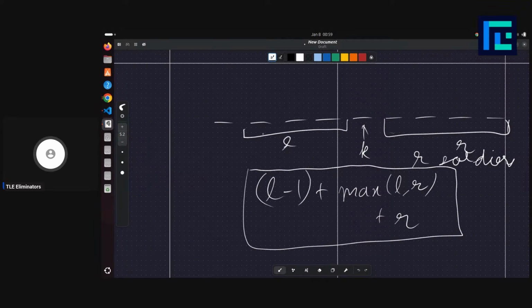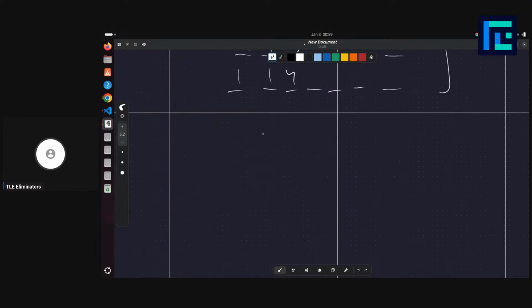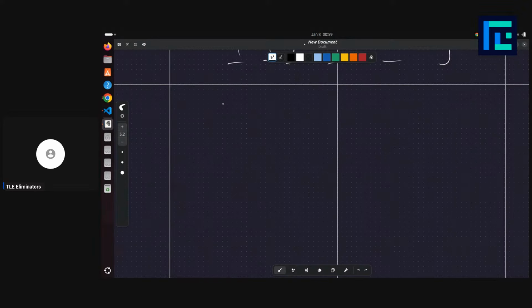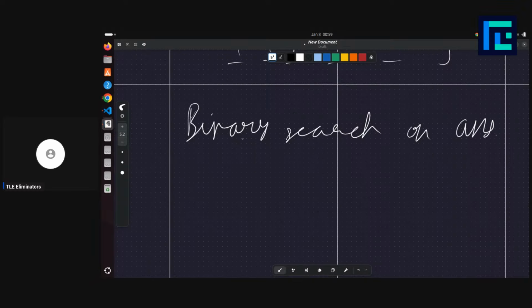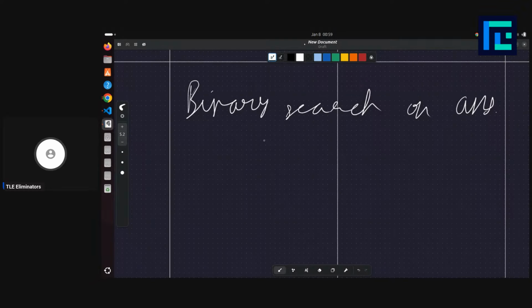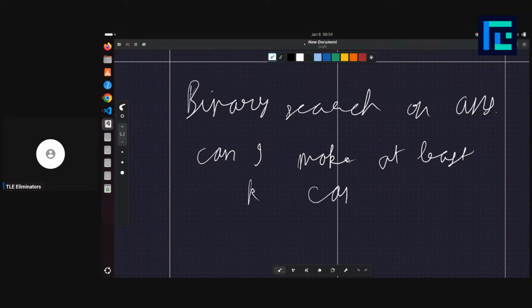If I have solved the inverse problem, then how do I solve the current problem? So actually, I can do binary search on the answer. I will do a binary search on this value: can I make at least k camps? Or basically, can I fortify at least k camps?